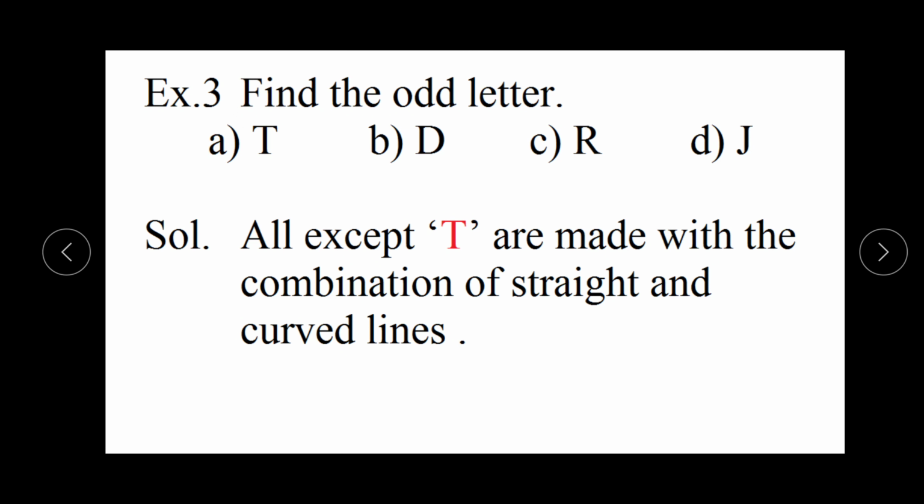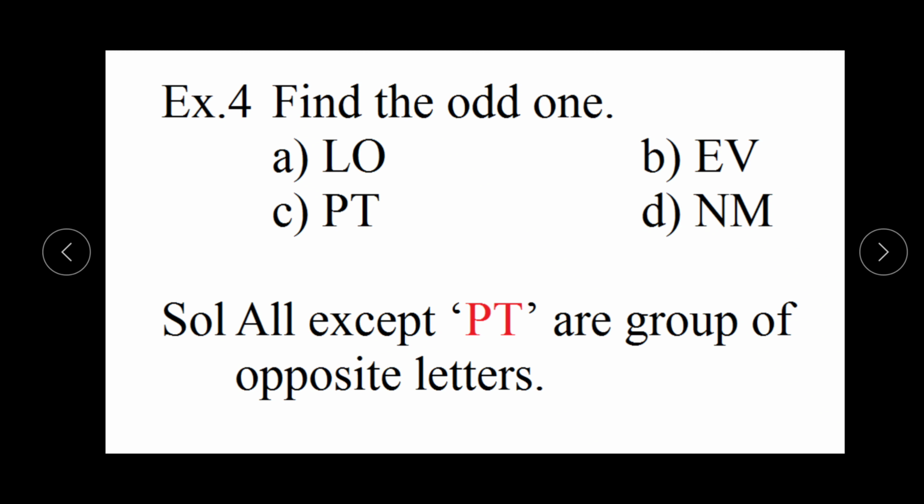Find the odd one. There are four options: LO, EV, PT and NM. We will see which option is different from the other three groups of letters. L and O are opposite letters, L is opposite of O. EV are also opposite letters, E is opposite of V. NM also, N is opposite of M. But PT are not opposite letters. It means this group is different from the three others.